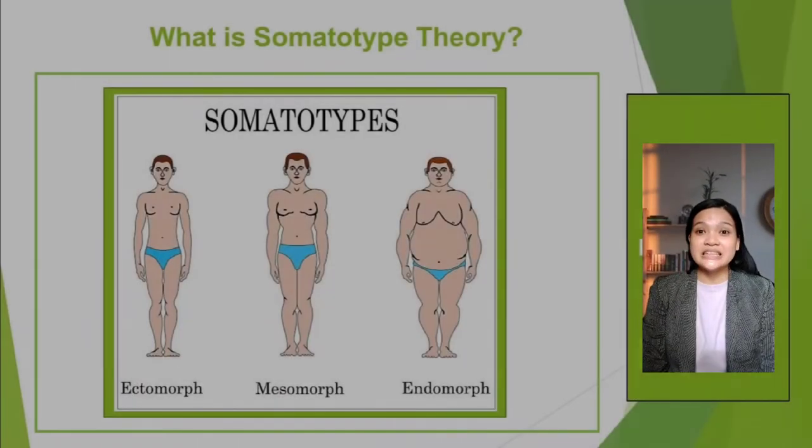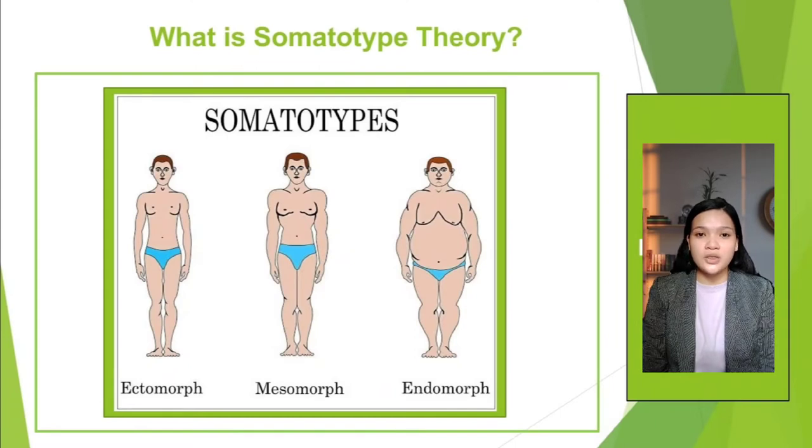So now, this is the illustration of somatotyping theory. As you can see, there are three body figures. The first is the normal or thin body. The second one is the built or muscular type of body. And the third one is the round-shaped body or a body that has fats. So ano nga ba ang ibig sabihin ng tatlong figure na ito? And how does it connect to the somatotype theory?